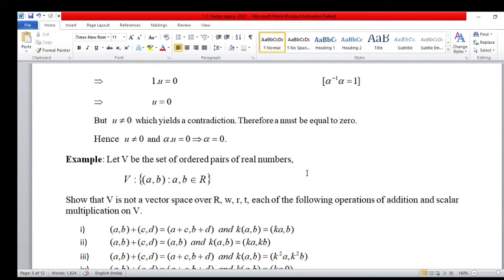Now the next example. This is again a counter example for the vector space. V is the set of ordered pairs of real numbers. V is equal to (a, b), where a belongs to R and b belongs to R, so (a, b) belongs to R squared. Then V is not a vector space over R with respect to each of the following operations of vector addition and scalar multiplication on V.